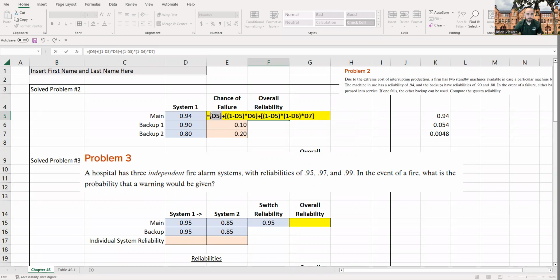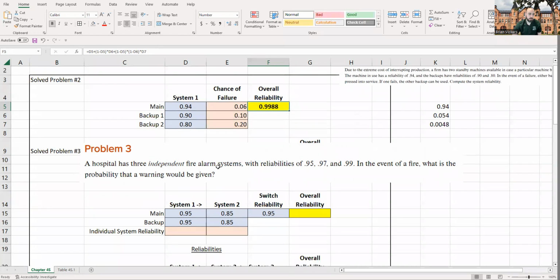This is the initial reliability. This is the added reliability of a first backup. This is the added reliability of the second backup. So you can do all this within one cell. You don't need that chance of failure field there.